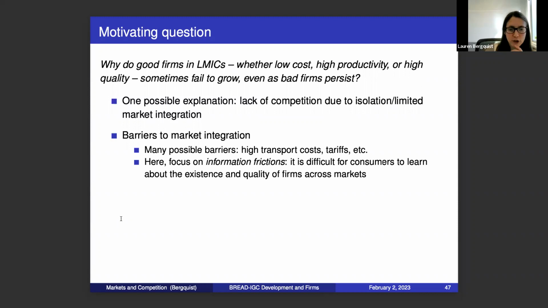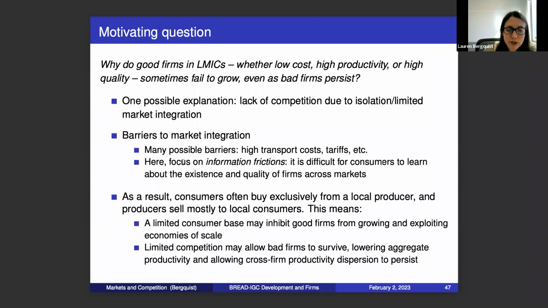Here, this paper in particular is going to focus on information frictions or search costs. The idea behind these information frictions is that it's difficult for consumers to learn about either the existence of firms in markets other than their own local market, or you might know about the existence of the firms, but you might not have a good, credible signal on their quality. You might not know the quality of those firms, right? So in some way, you have better information about your very local firms, and you know less about firms that are further away. That's going to limit the size of the market, and therefore how much firms across markets are competing.